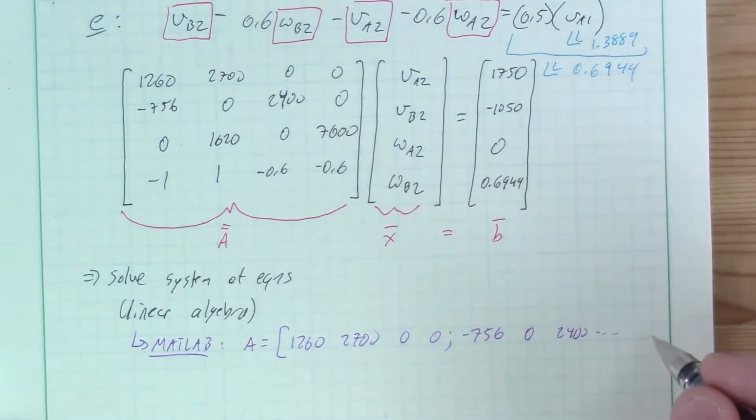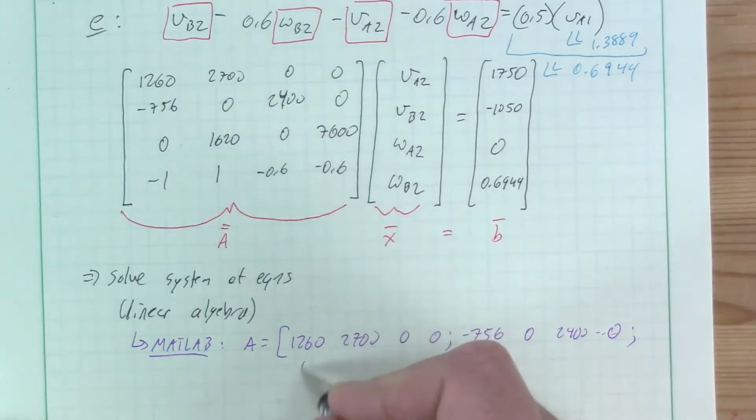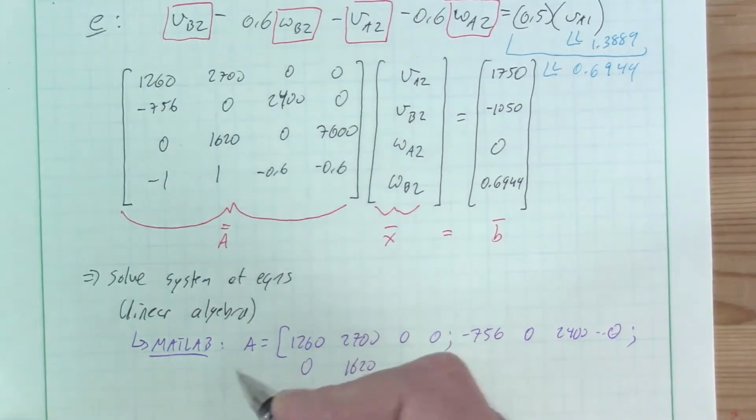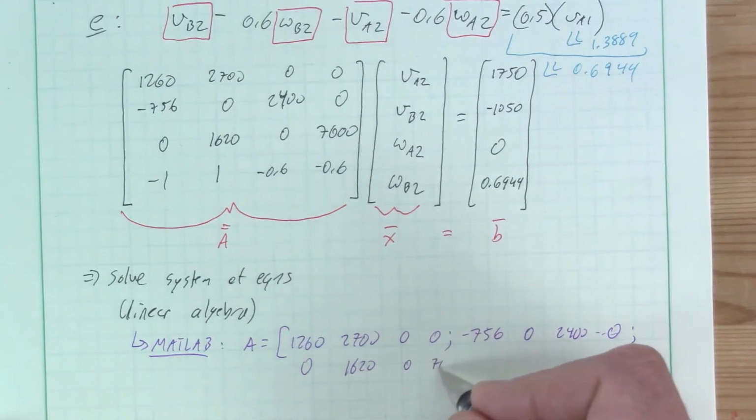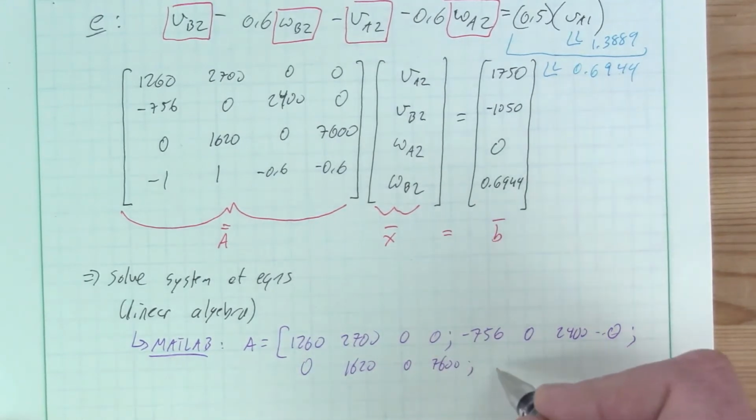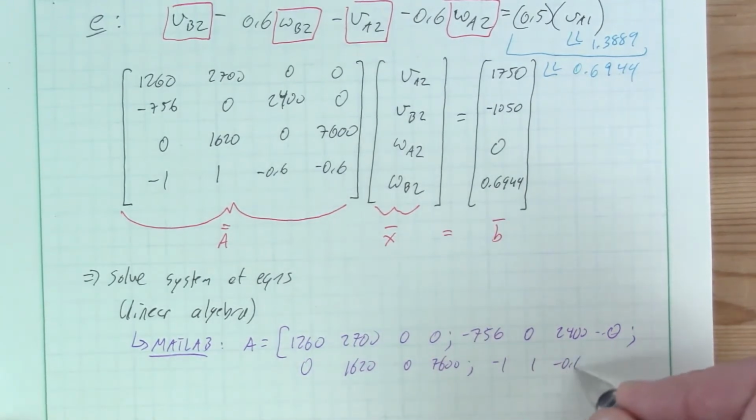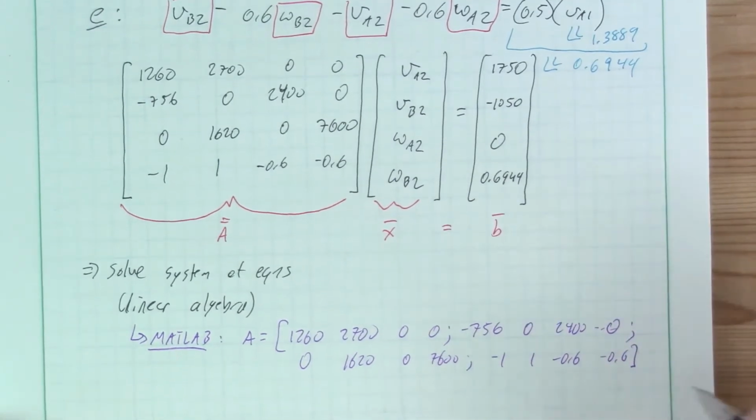The last row, we can just do this all the way out. Put a 0, semicolon, a 0, 1620. This all can be on one long line. 7600, semicolon, and then negative 1, 1, negative 0.6, negative 0.6. End your matrix definition and put a semicolon on the end, that suppresses the output.